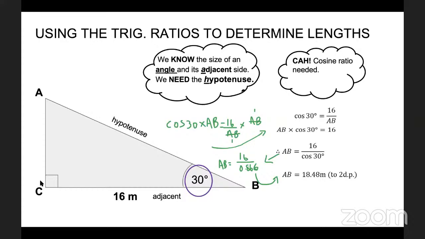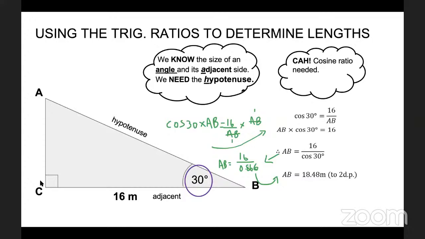18.48. Excellent. Now remember what we said in the previous conversation, that the largest angle is facing the longest side. What is the longest side here? What is the measure of the longest side? Just 18.48 meters. Good. Which is the hypotenuse. And we know it is a hypotenuse.